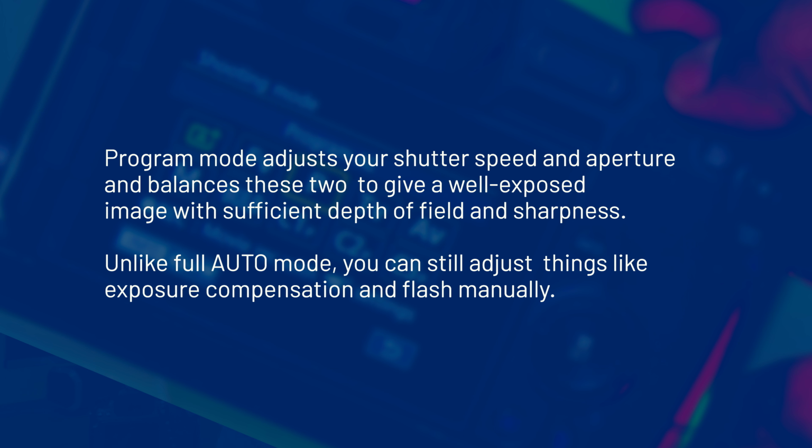So if you're starting off, start off with the auto mode, get used to your camera, and then maybe move on to the program mode, which is semi-automatic. From there you can move on to experimenting with the aperture priority and the shutter priority, and finally the most challenging will be the manual mode, where you are controlling everything yourself. And there you are, an introduction to camera modes.